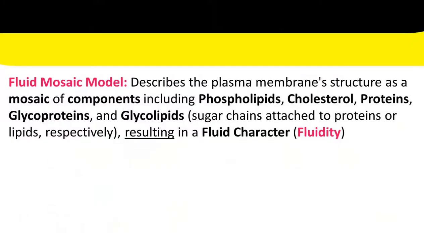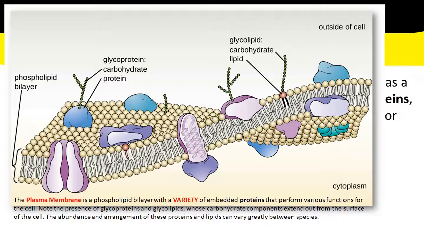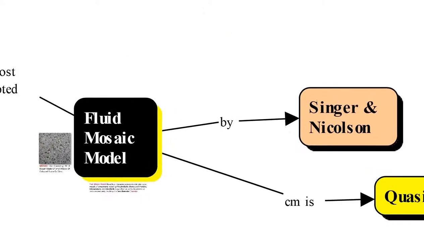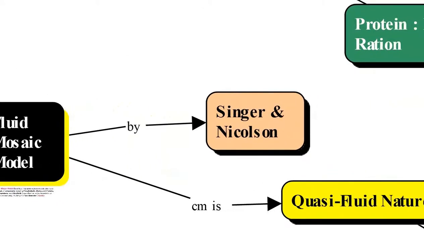The fluid mosaic model describes the plasma membrane's structure as a mosaic of components, including phospholipids, cholesterols, proteins, glycoproteins, and glycolipids. Here, glycoprotein means sugars attached to the proteins, and glycolipids means sugars attached to the lipids. And this fluid mosaic model of the plasma membrane was proposed by Singer and Nicolson.